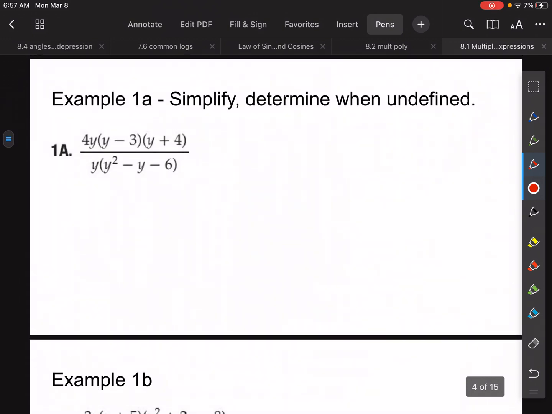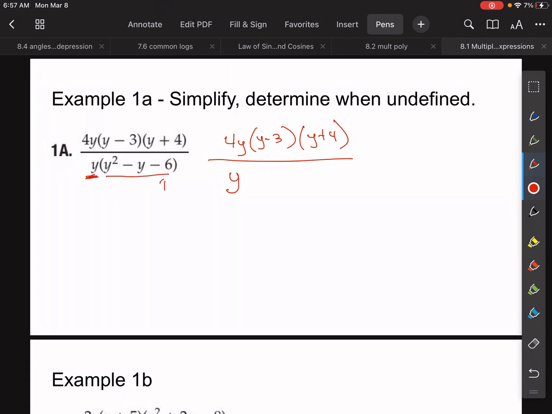So for 1a, let's do one here. It says to simplify this and determine when it is undefined. So there's nothing really I can do to the top. The top's pretty much done for me already. Okay. But it looks like I can factor the bottom. So remember here not to forget about this y that's on the outside. So we have y. And then what two things multiply to give me -6, add to give me -1? Well, that would be y -3 and y plus 2, I believe.